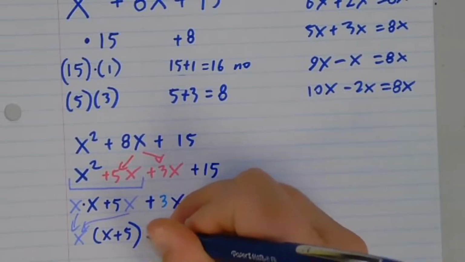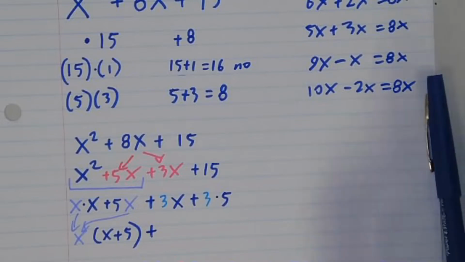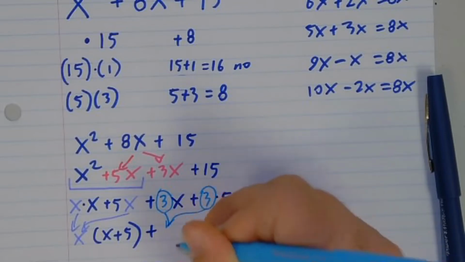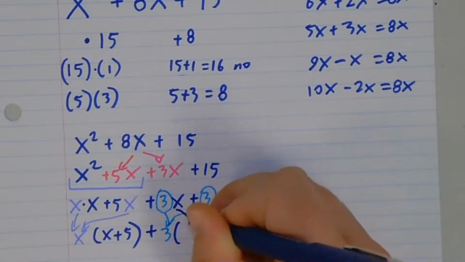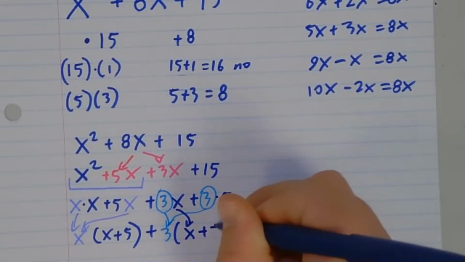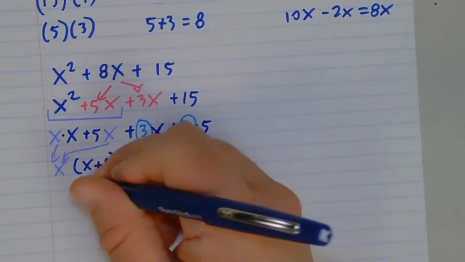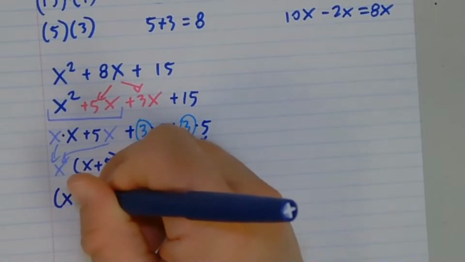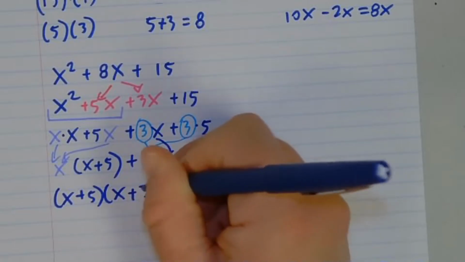So that means that I would have plus 3, and then I would have my x plus 5 again. And then I can pull out my x plus 5 because it's multiplied by both terms and get x plus 5, x plus 3.